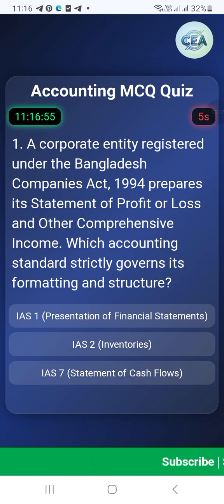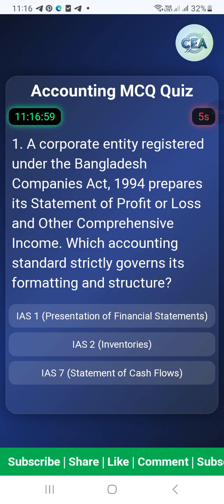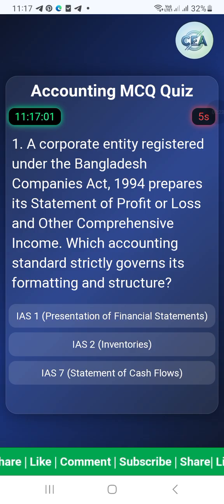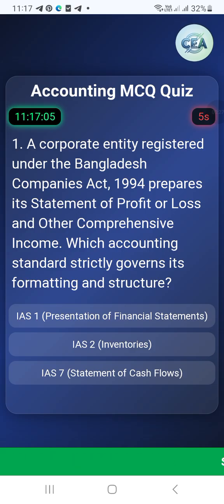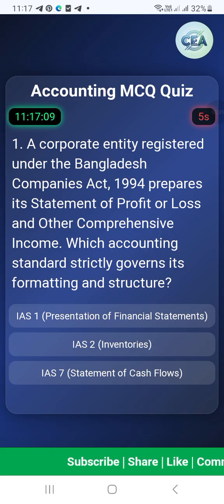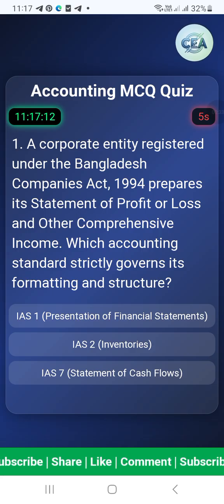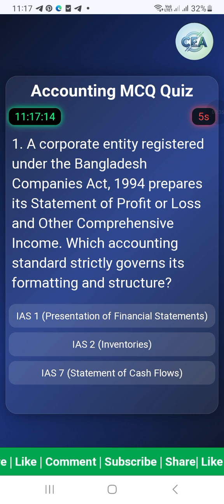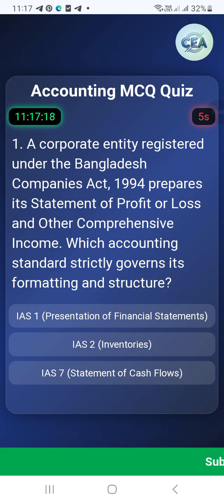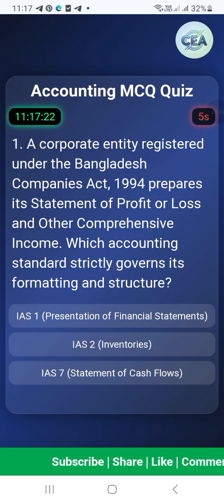1. A corporate entity registered under the Bangladesh Companies Act, 1994 prepares its statement of profit or loss and other comprehensive income. Which accounting standard strictly governs its formatting and structure? Option 1. IAS 1 Presentation of financial statements. Option 2. IAS 2 Inventories. Option 3. IAS 7 Statement of cash flows.